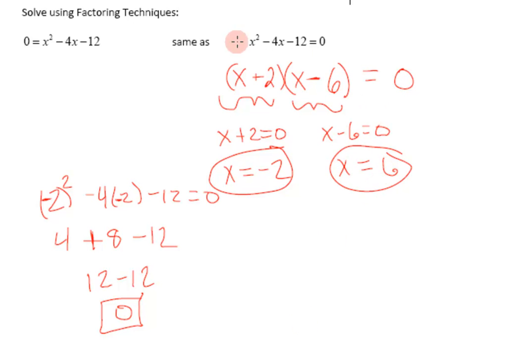Now if I do the same thing with 6, you should get 0. I'll leave that to you since I made a mistake. Alright, that's the factoring technique. I was just checking my answers, but the answers are negative 2 and 6.